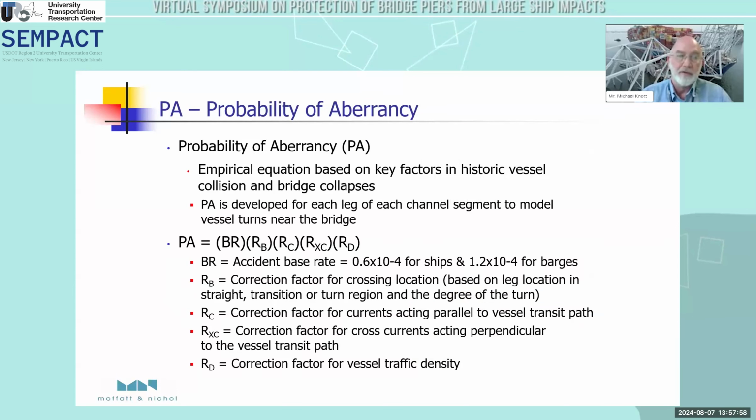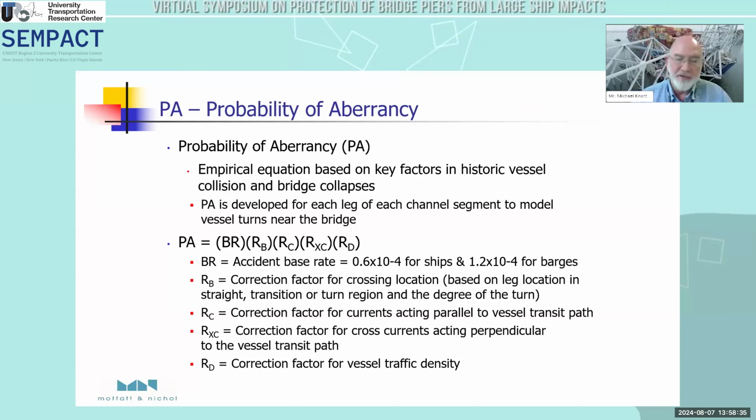It's based upon some empirical equations. What I wanted to highlight here is that we break the vessel transit path into a series of straight tangents, and that the probability of aberrancy is applied to these tangents. The PA in the code should be applied on both sides of the bridge. It's not one PA where you take half for inbound, half for outbound. The full value of PA should be on the inbound track. If you have 5 segments of your inbound track, 1/5 of that can be applied to each of those segments.